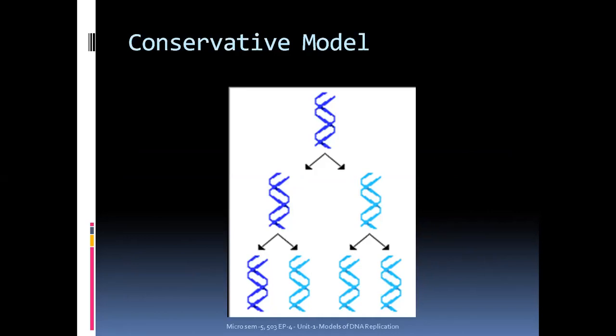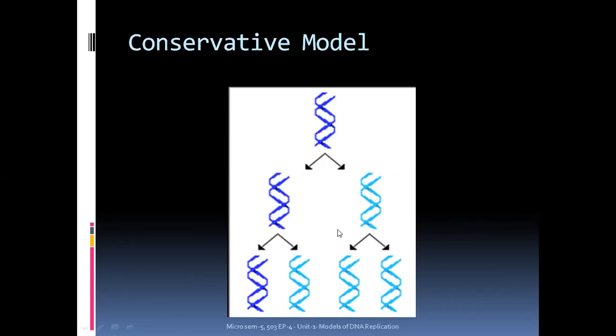What will be the scenario over here? In this conservative model, what is explained is that when this is going to replicate, one will be totally conserved and another will be totally new. Suppose you consider this as something extraordinary. Why? Because this is identical to the original, but the other molecule, which is the strand that is synthesized, is completely new.